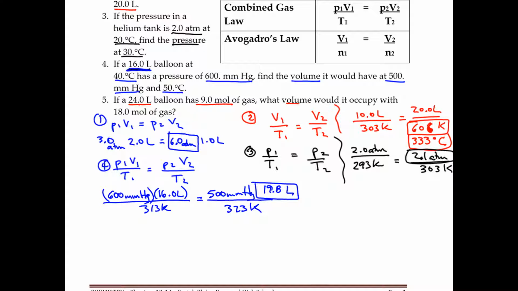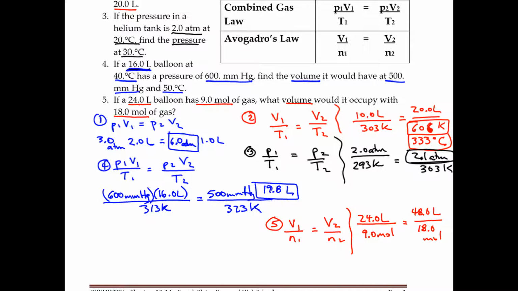Lastly, we have a 24-liter volume, 9 moles of gas. We want a new volume with 18 moles of gas. So we're designing a formula with V and N. So V is on the top, N is on the bottom from our general equation. And when we plug in our numbers, we got 24 liters on the top. We have 9 moles. And then we have 18 moles. And mathematically, we'll get 48 liters after we cross multiply.